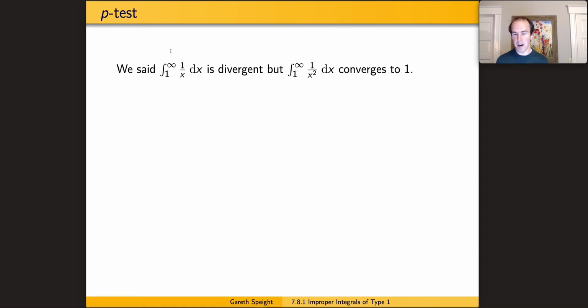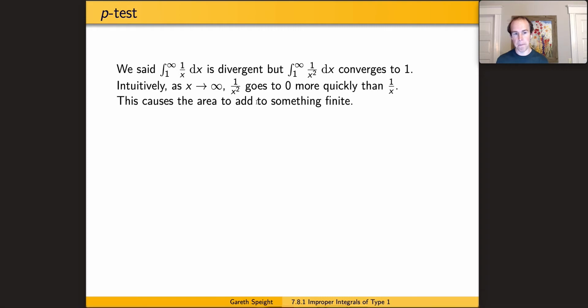has finite area? Well, if we think back to what 1 over x squared and 1 over x look like, if x gets to be a big number, if we're looking far to the right on the graph, x squared is larger than x, which means that 1 over x squared is smaller than 1 over x, right? For instance, if x was 10, 1 over x squared would be 1 over 100, 1 over x would be 1 over 10. So 1 over x squared goes to 0 much more quickly than 1 over x, and that's what allows it to have finite area, even though we're integrating all the way up to infinity.